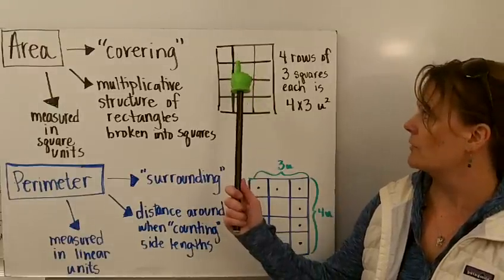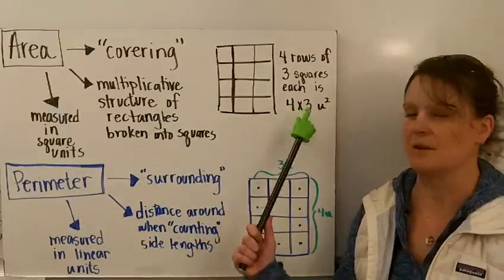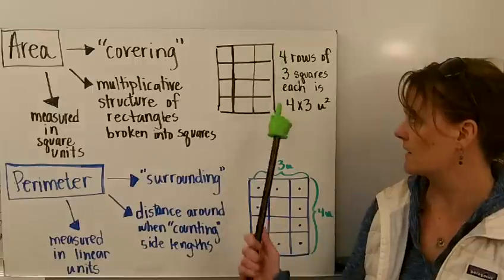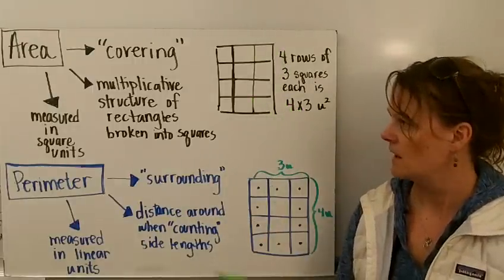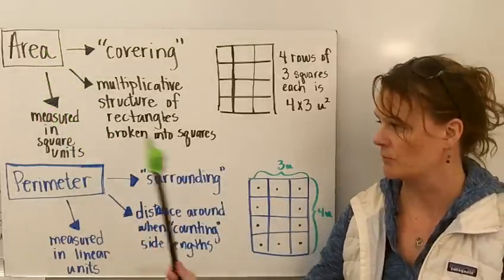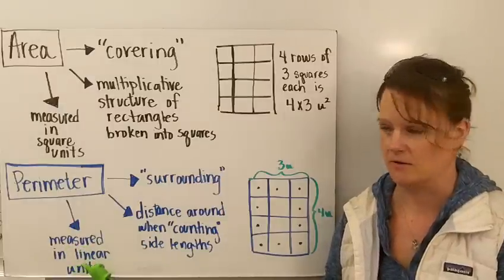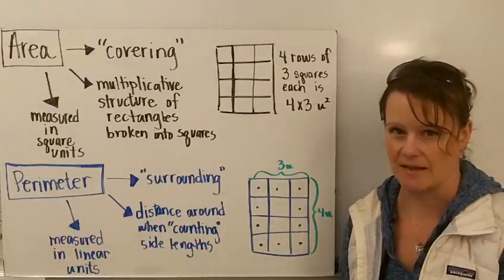Here I have 4 rows of 3 squares in each row. So by property of multiplication, I know that what I have here is 4 groups of 3, or 4 times 3 square units. And of course, remember that area is measured in square units, where perimeter is measured in linear units. And perimeter, of course, is just the distance around when counting the side lengths.